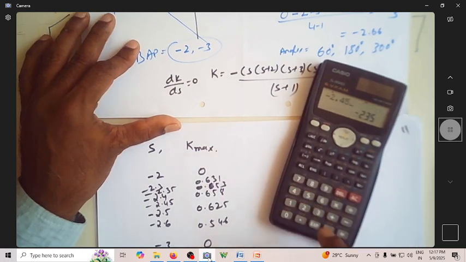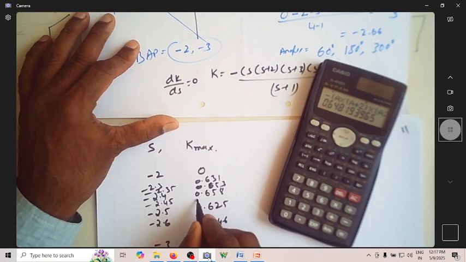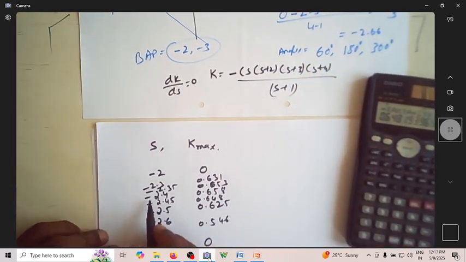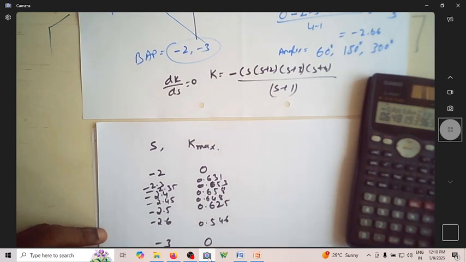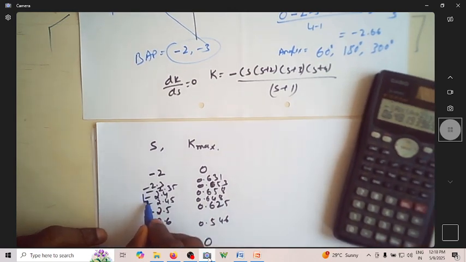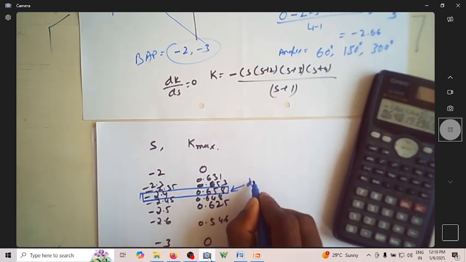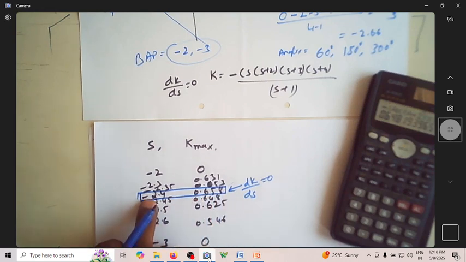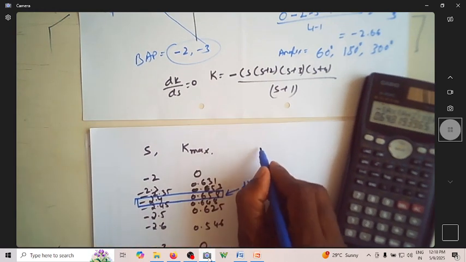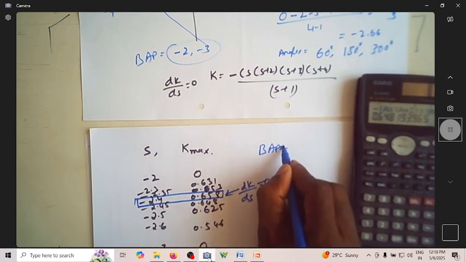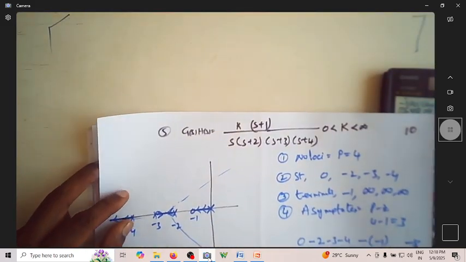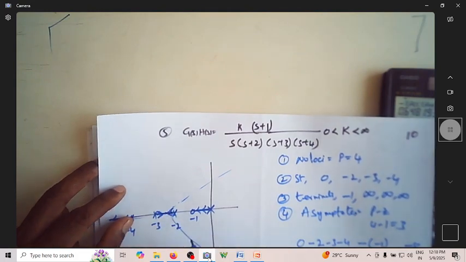Minus 2.45, so you can see it is 0.648. From these values of s, I found the value of k is maximum for s equal to minus 2.4, if I equate dk by ds to 0. So the value of k is maximum when s is minus 2.4. Now the breakaway point is approximately minus 2.4. So this is my breakaway point.